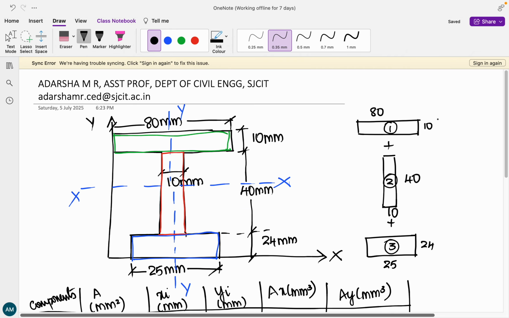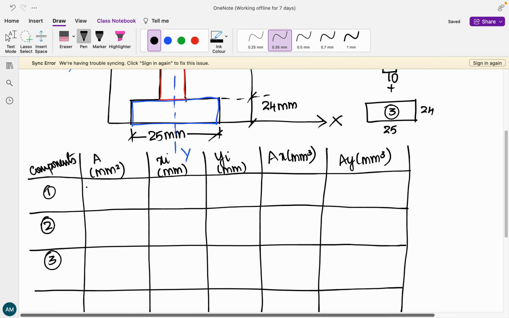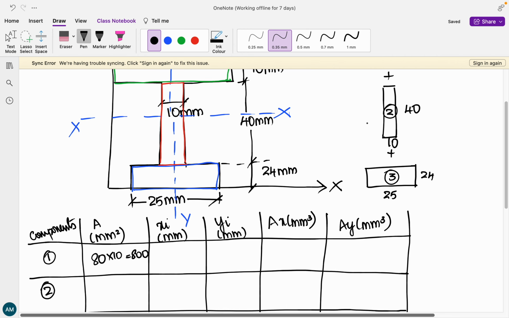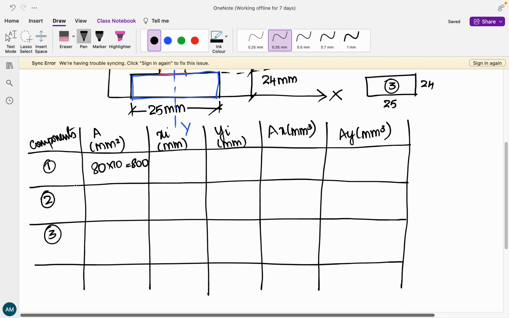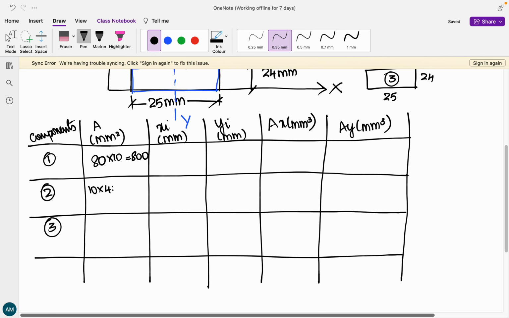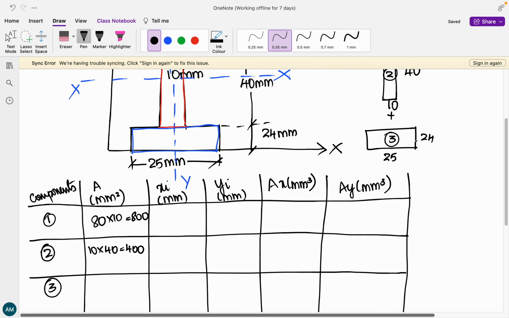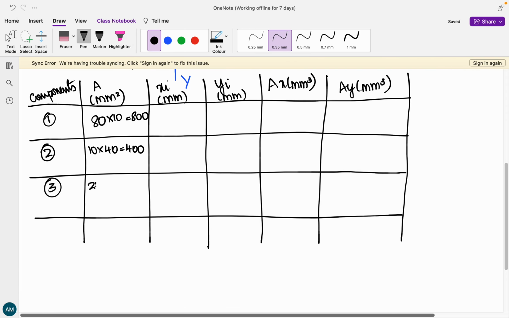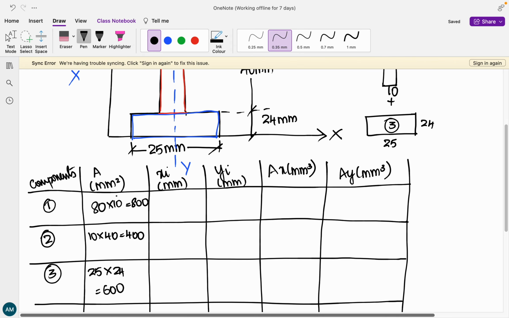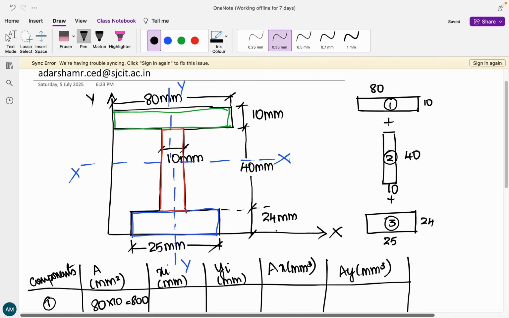Now, what is component 1? The breadth is 80, depth is 10, so it's going to be 80 into 10. The next one: breadth is 10, depth is 40, so 10 into 40. The last one: breadth is 25, depth is 24, so 25 into 24. Now coming to xi, they have already mentioned x-axis and y-axis, so this is obviously our origin.